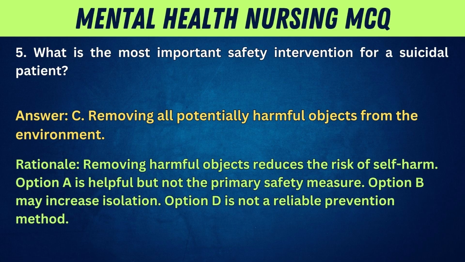Rationale: removing harmful objects reduces the risk of self-harm. Option A is helpful, but not the primary safety measure. Option B may increase isolation. Option D is not a reliable prevention method.